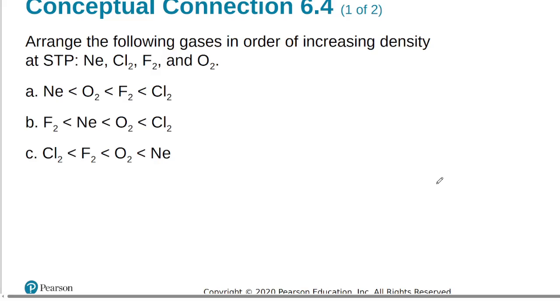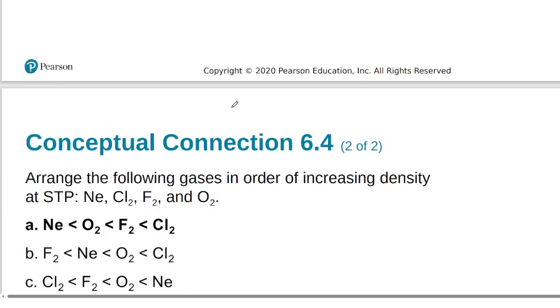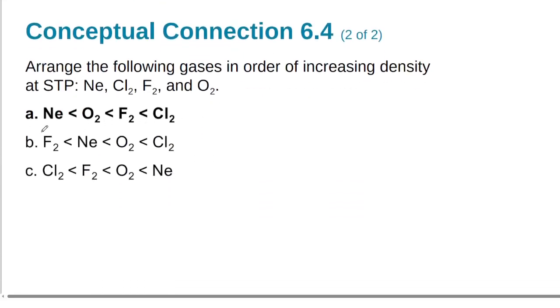Arrange the following gases in order of increasing density: neon, chlorine, fluorine, and oxygen. We see that neon is less dense than oxygen, is less dense than fluorine, is less dense than chlorine, and that's just directly related to the molar mass or the atomic mass of those gases.